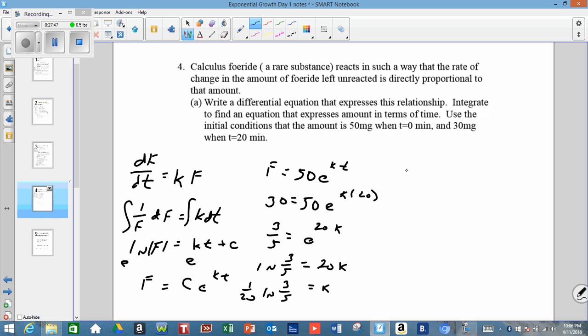So now to write the final equation for this, F is 50 e to the 1/20 natural log 3/5 t. Good stuff.